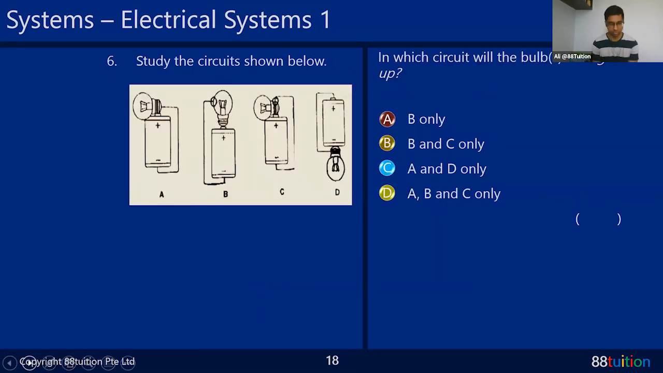Okay. Final question, number 6. Study the circuits below. Actually, it's not really the final, it's the final MCQ question. There are still a few more questions, but those are not MCQs. Study the circuit shown below. In which circuit will the bulb not light up? By now you're an expert. You tell me which one will not light up.